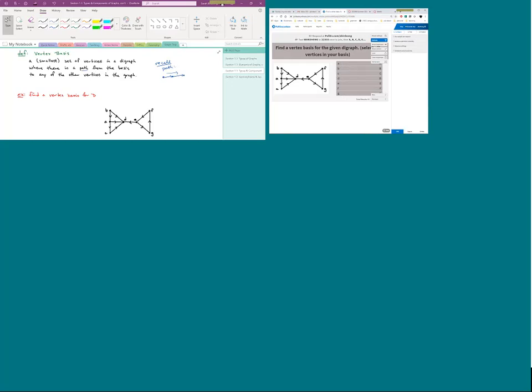Okay? Technically speaking, you could actually select all of them and it would work, but it wouldn't form a basis because it wouldn't be the smallest set. So you want to find as small as possible.